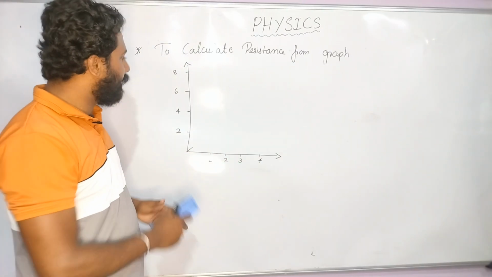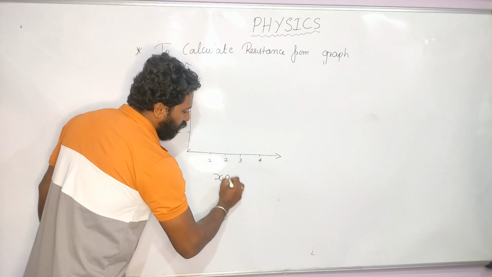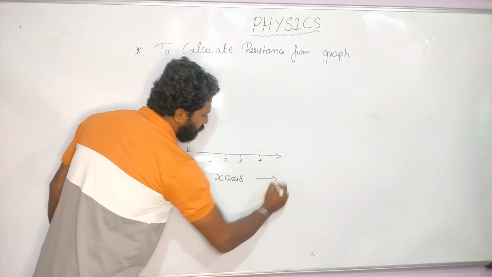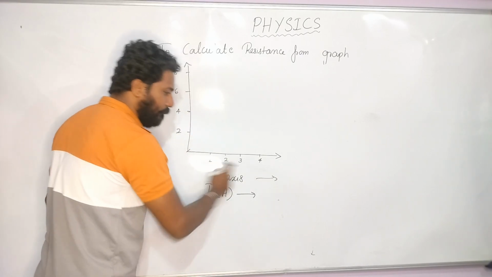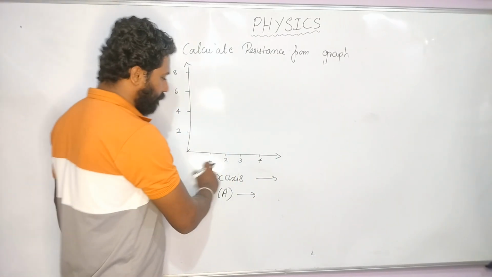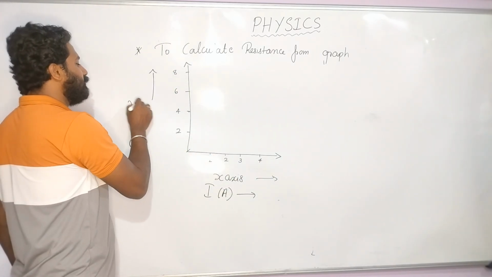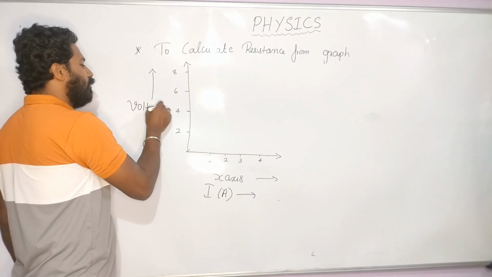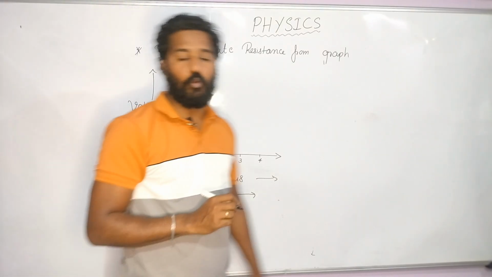So now I have taken 2 axes. Let us say this is the x-axis. On the x-axis I have taken current, that is in ampere. Whatever numbers I have written, you should read them as ampere: 1 ampere, 2 ampere, 3 ampere, like that. And whatever I have taken here is voltage. So voltage is taken on the y-axis and that unit is volt.